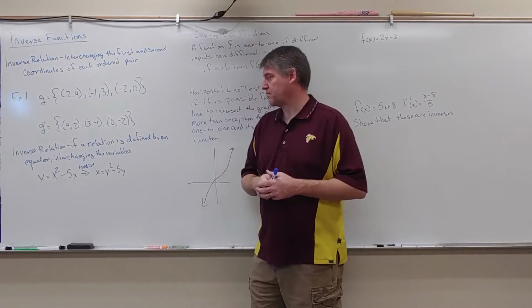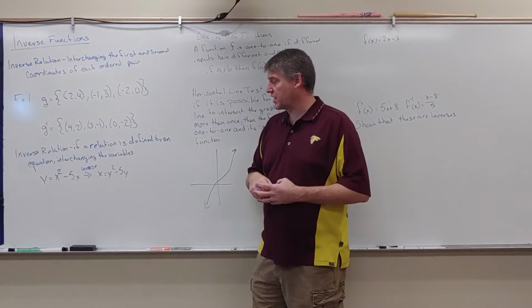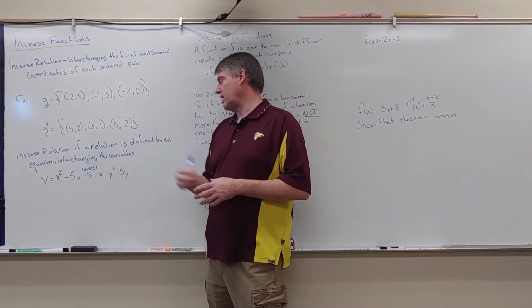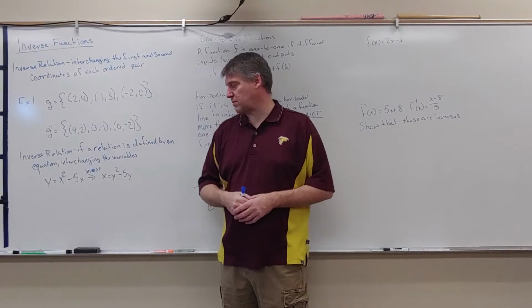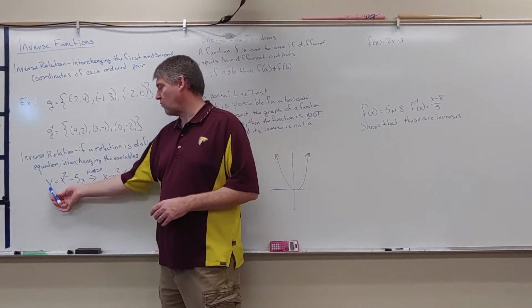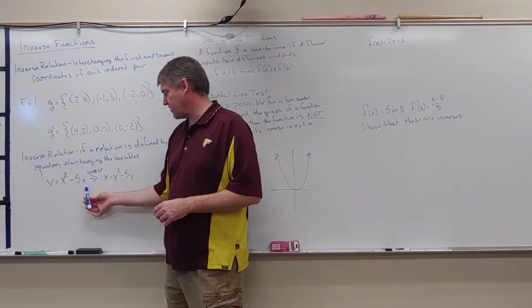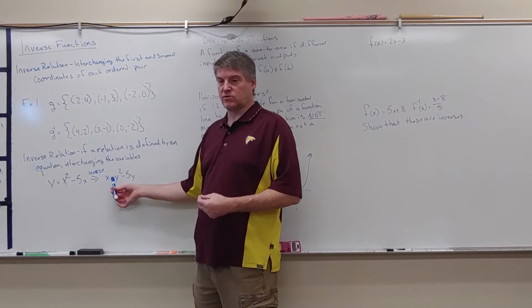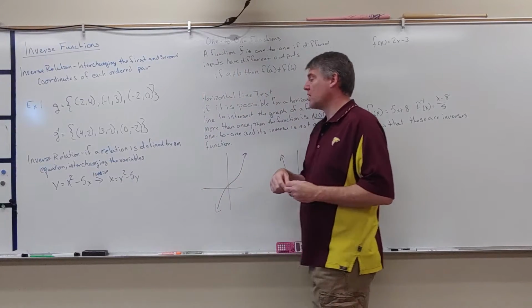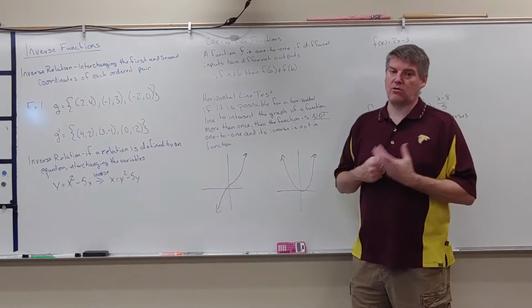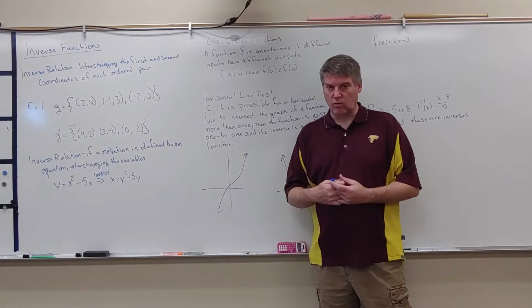There's my inverse. Now, if the inverse relation is defined by an equation, interchanging the variables produces my inverse. So if I have y equals x squared minus 5x, my inverse is going to be x equals y squared minus 5y. All right? So with that, we want to know if a function is one-to-one.